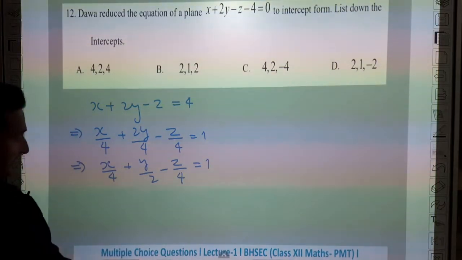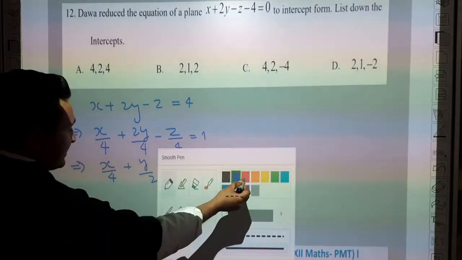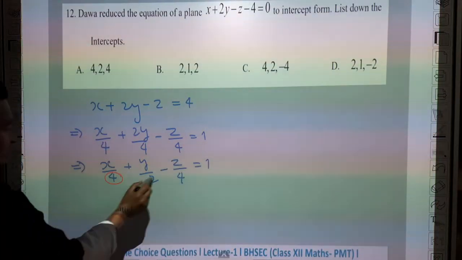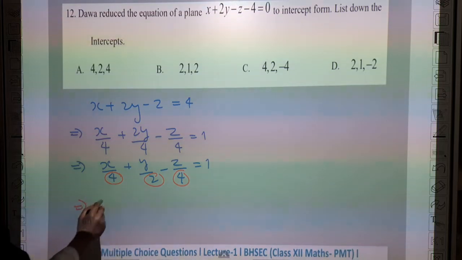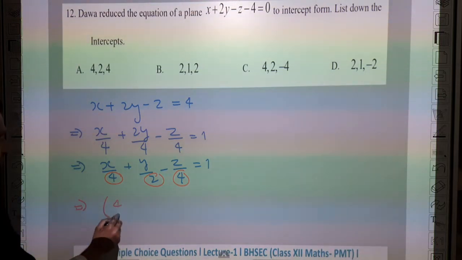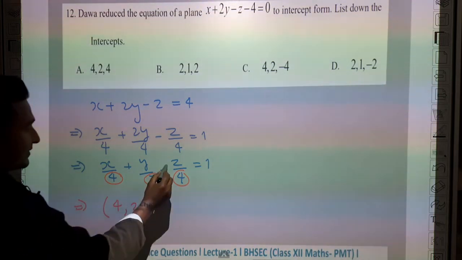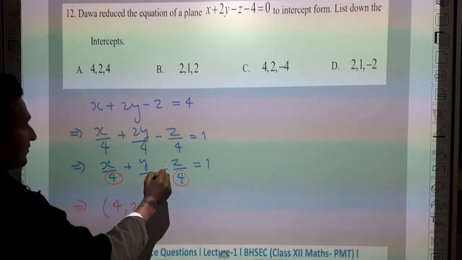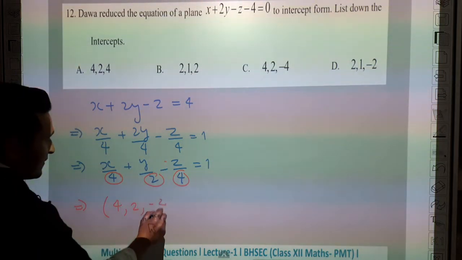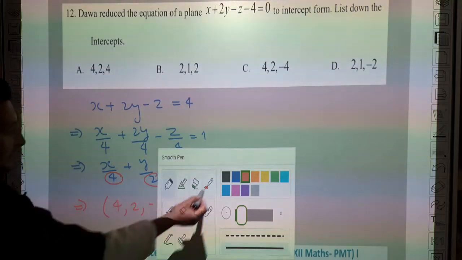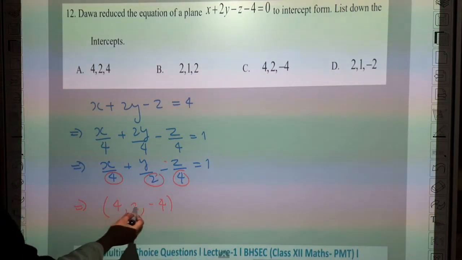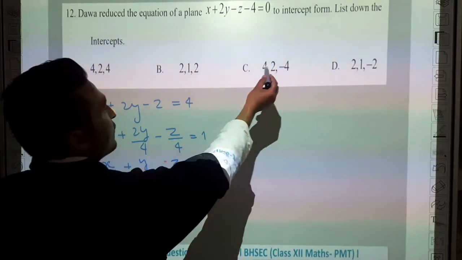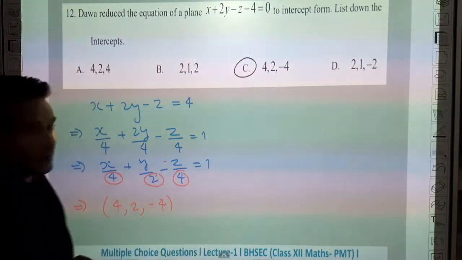And the intercepts are nothing but these. These are the intercepts. So intercepts are 4, 2, and here we have negative in the front, remember. So it is negative 4. Let's see whether we have it in the options. So it is 4, 2, negative 4. So the correct option is option C.